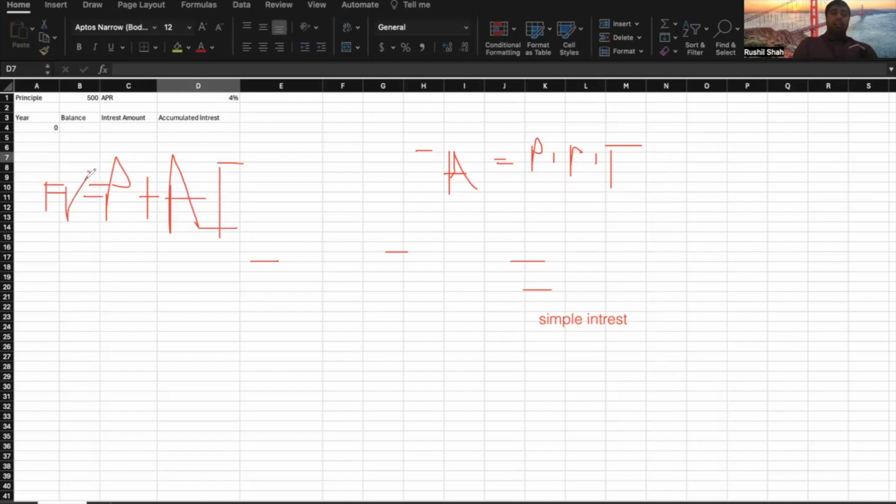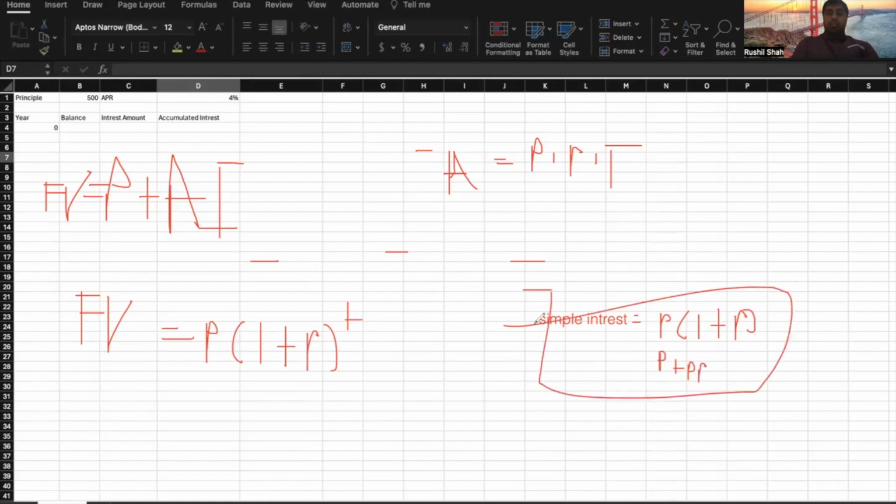And then it could just be represented like this. Future value equals the principal times (1 plus r) to the power of t. And then the simple interest is just the principal times 1 plus r, which is the principal plus p times r. Essentially, this is the simple interest amount, or the balance with simple interest.